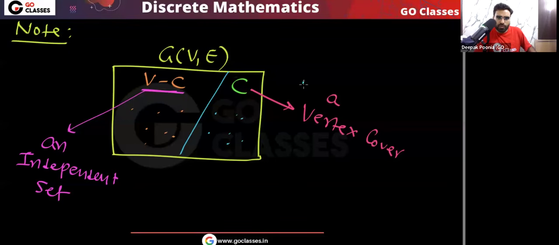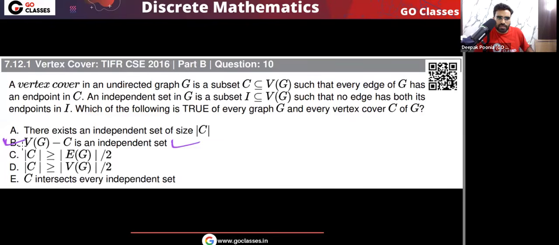Okay, is this clear? With proof, we have already seen this in this lecture. You can watch it. So finally, I can say that this is guaranteed: the remaining vertices V minus C will be an independent set.